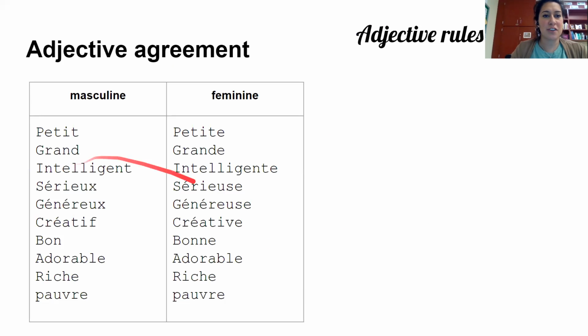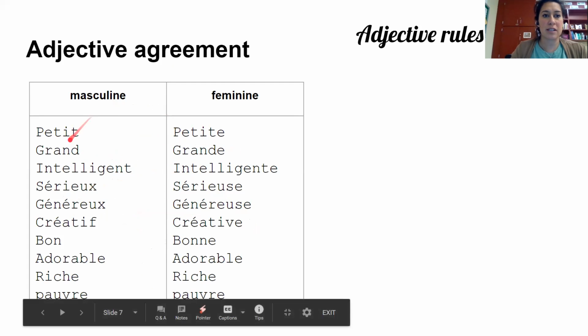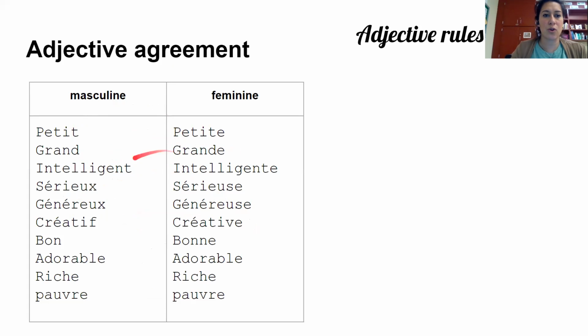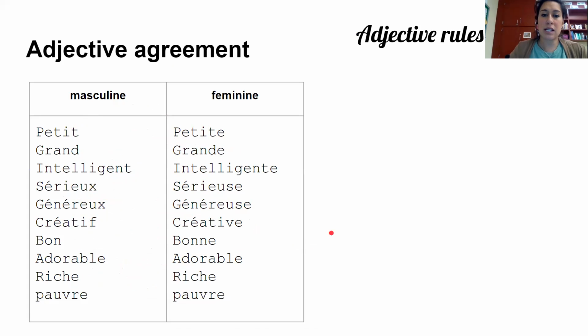Okay, once you're done, I want you to check your list. It should look, maybe not in this order, but these are where they should be categorized. So petit, petite, grand, grande, intelligent, intelligente, sérieux, sérieuse, généreux, généreuse, créatif, créative, bon, bonne, adorable, riche et pauvre are identical in both. So it doesn't matter where you put it. You could put it on one and then put an arrow across or just repeat it, but it's identical.